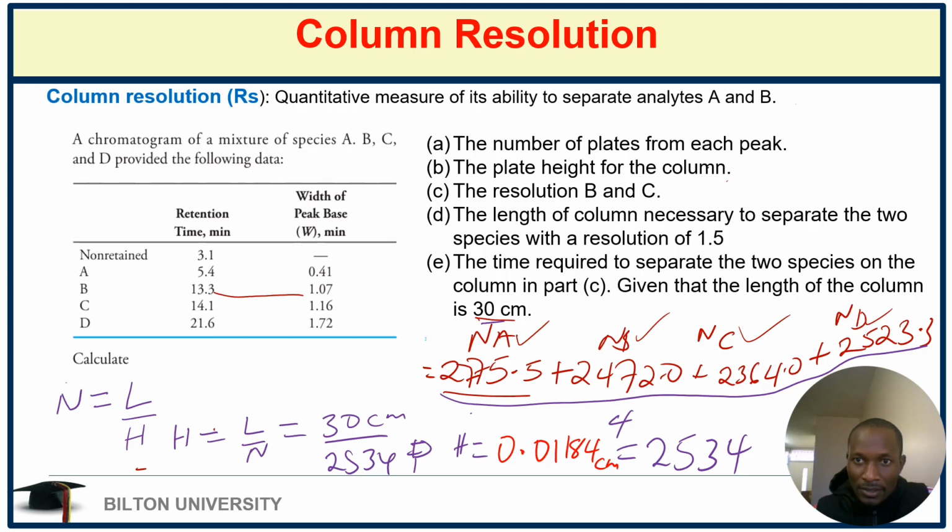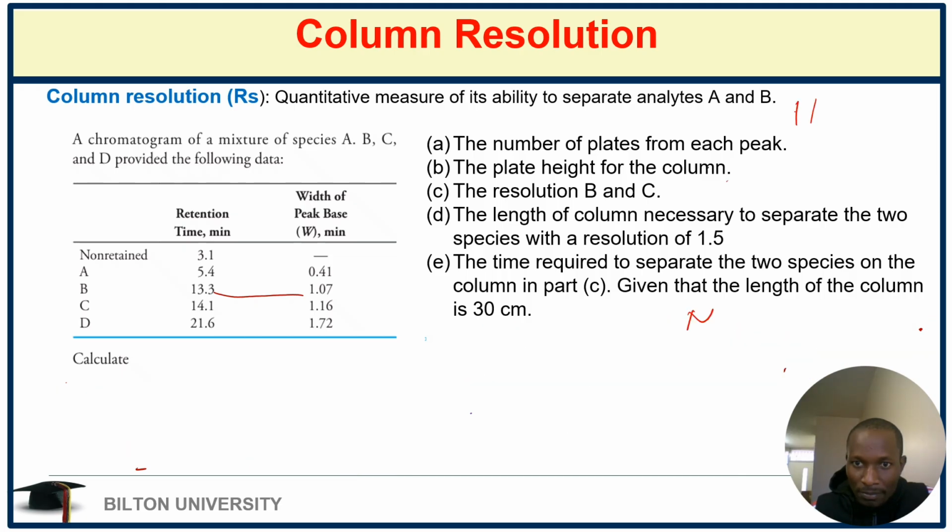So our number of theoretical plates is equal to 2534, and our H we have calculated to be 0.01184 centimeter. The next question says the resolution B and C.